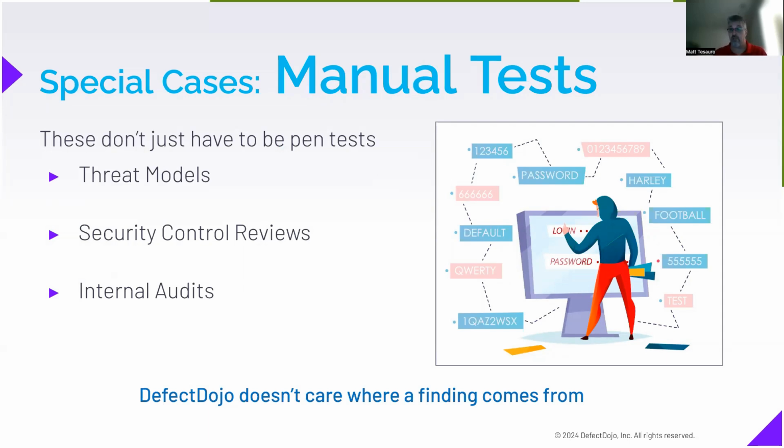I've seen people use DefectDojo manual entry of findings for internal audits. So Dojo doesn't really care where a finding comes from, as long as it can sort of fit the nature of a finding, like a thing that isn't the way we want it to be from a security perspective. It can go into Dojo, and Dojo is perfectly fine with it.